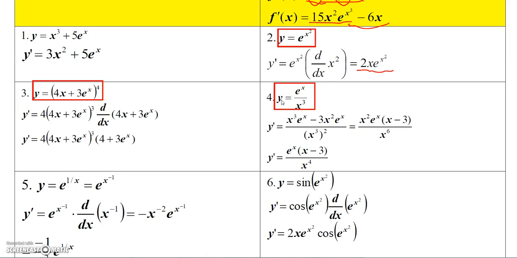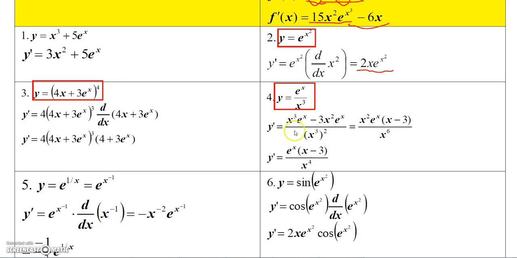Okay, so on number 4 here, I actually have a quotient, e to the x over x cubed. So I'm going to let u be e to the x, and I'm going to let v be x cubed, and I'm going to treat this as u over v, and use the quotient rule. The quotient rule says you take the bottom, v, which is x cubed, and multiply it by the derivative of u. u is equal to e to the x, and also u prime is equal to e to the x. So I would have v, which is x cubed, times the derivative e to the x, which is e to the x.